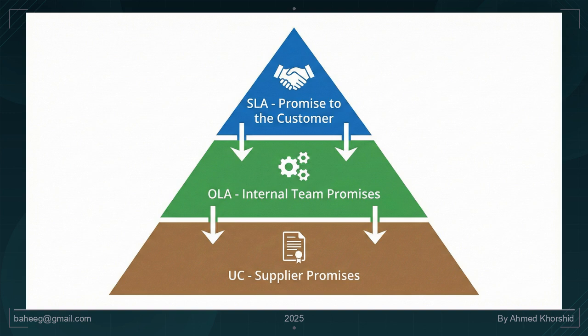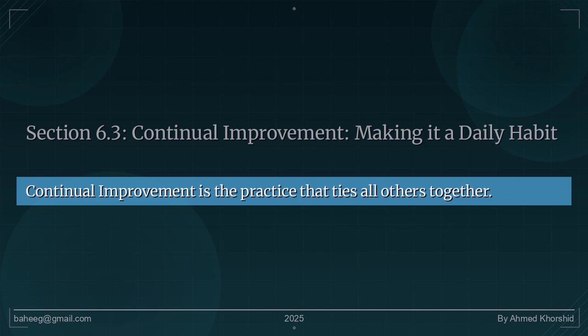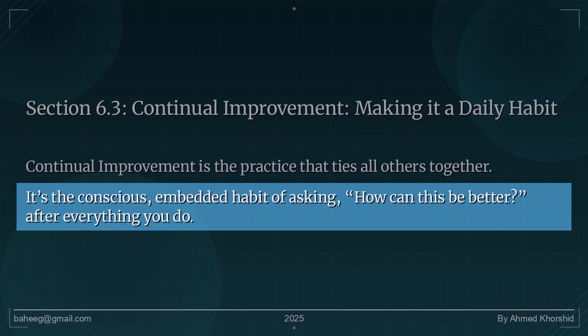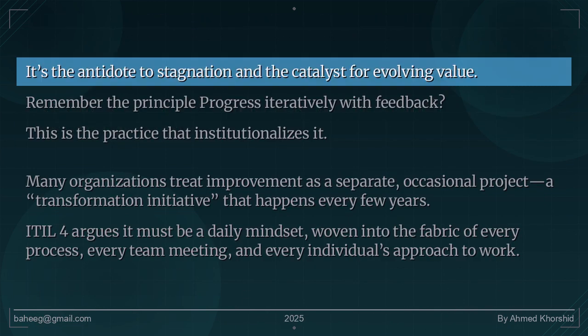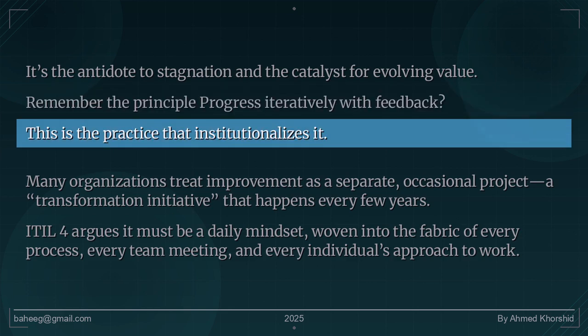Section 6.3, Continual Improvement, Making it a Daily Habit. Continual improvement is the practice that ties all others together. It's the conscious, embedded habit of asking, "How can this be better?" after everything you do. It's the antidote to stagnation and the catalyst for evolving value. Remember the principle: progress iteratively with feedback. This is the practice that institutionalizes it.